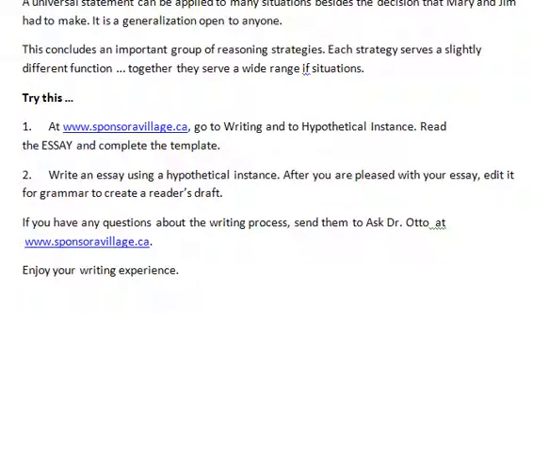Try this. At sponsorvillage.ca, go to Writing and to Hypothetical Instance. Read the essay and complete the template. Write an essay using a hypothetical instance. After you're pleased with your essay, edit it for grammar to create a reader's draft.